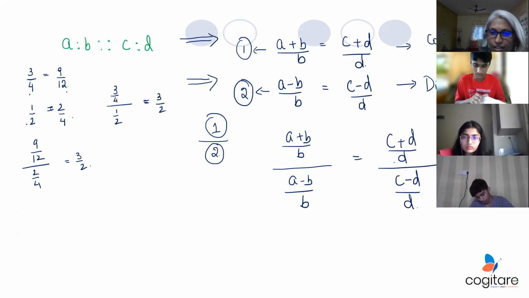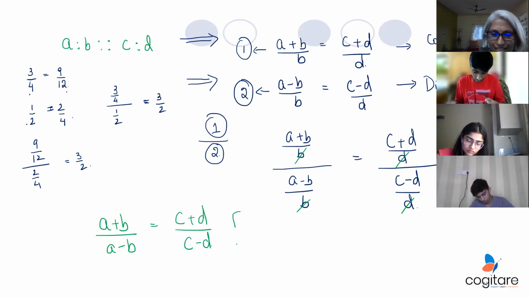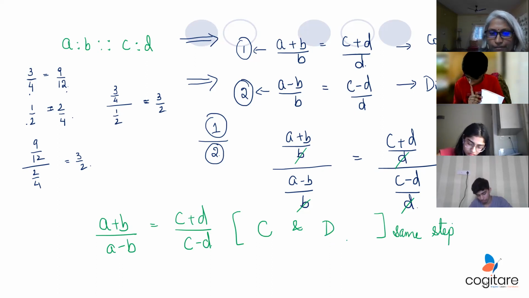What are you left with? The denominators disappear. Therefore, you get (A plus B) by (A minus B) is equal to (C plus D) by (C minus D). This doesn't have a special name. It is called componendo and dividendo in the same step. This is a theorem in itself. The name is componendo and dividendo property.